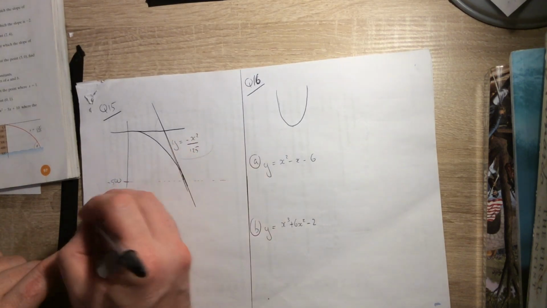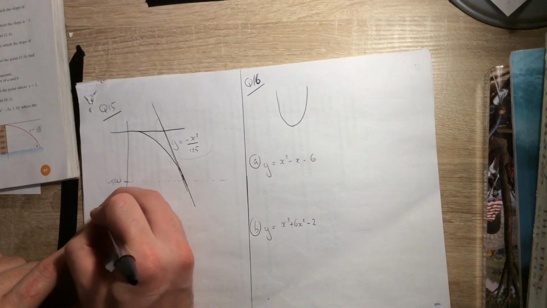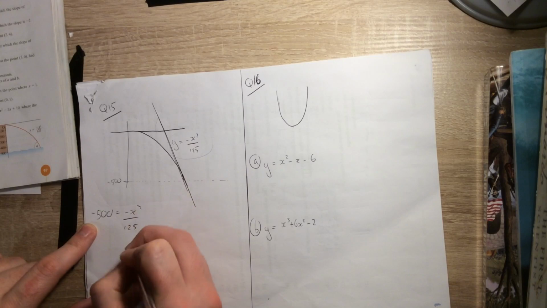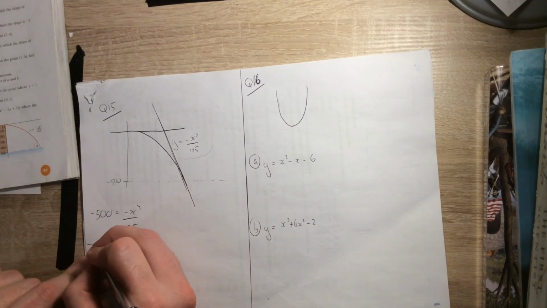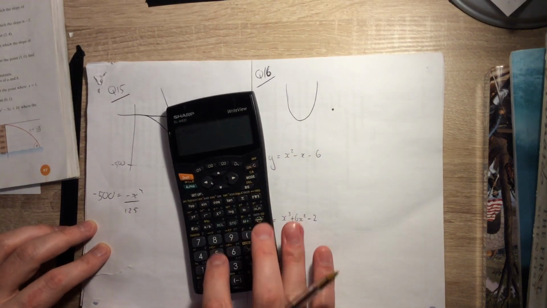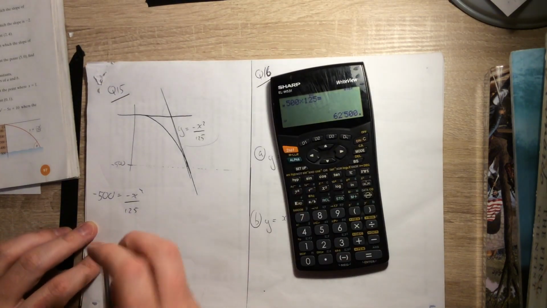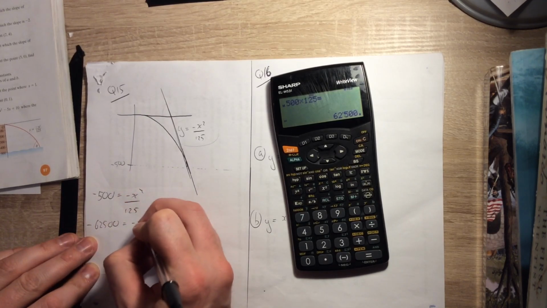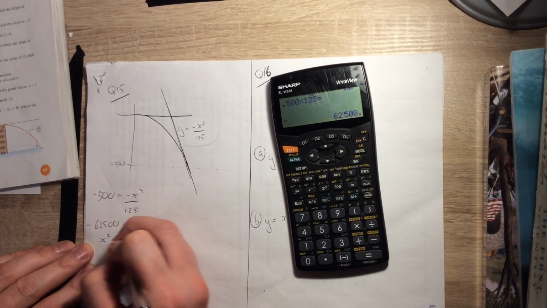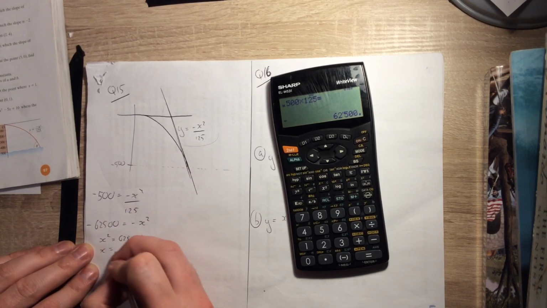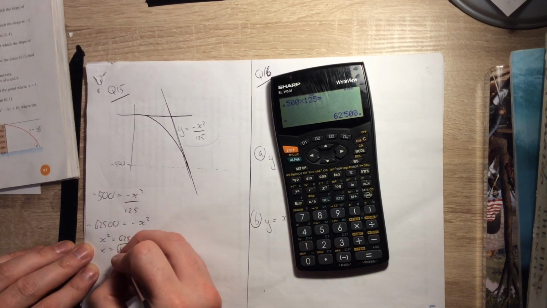So we take our function, we say y is going to be minus 500, which is minus x squared over 125. Multiply through, and you get minus 500 times 125, which is minus 62500, which needs to be minus x squared. So x squared is positive 62500, and then you can take a square root.